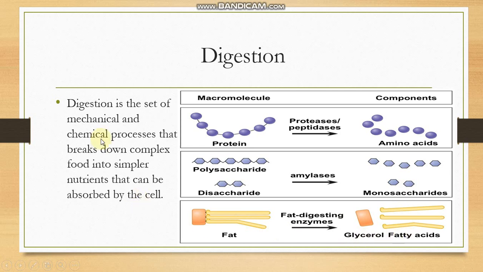So as a definition, so هيدي عملية breaking down in complex food into simple food نحن بنسميها digestion, okay? So digestion is the set of mechanical and chemical processes that breaks down complex food into simpler nutrients that can be absorbed by the cell.